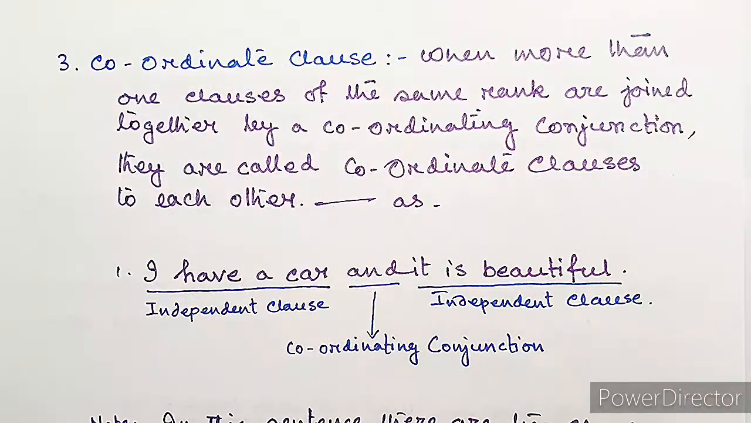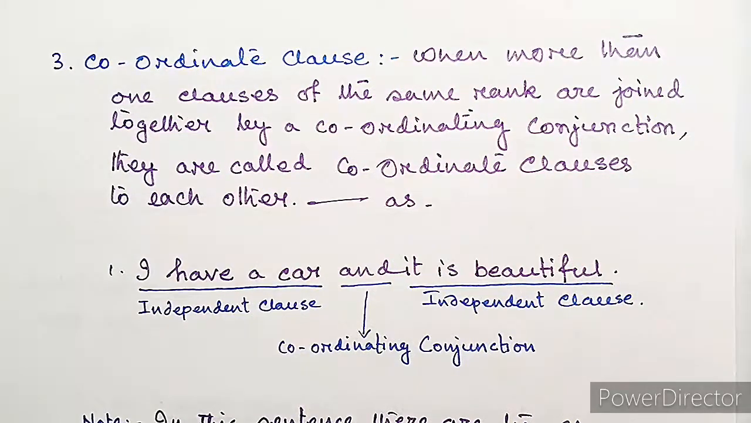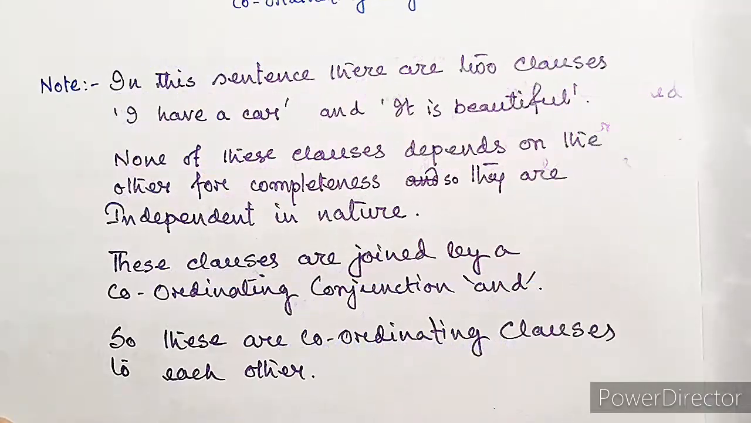Now look what a coordinate clause is. When more than one clauses of the same rank are joined together by a coordinating conjunction, they are called coordinate clauses to each other, as I have a car and it is beautiful. Note, in this sentence there are two clauses, I have a car and it is beautiful. None of these clauses depends on the other for completeness, so they are independent in nature. These clauses are joined by a coordinating conjunction, that is and, so these are coordinate clauses to each other.